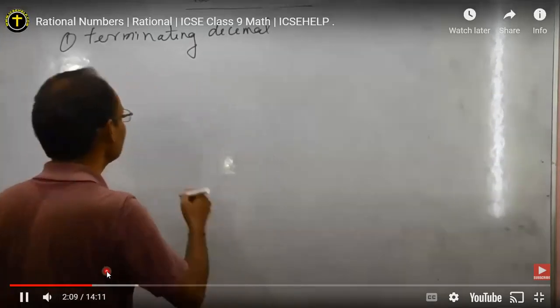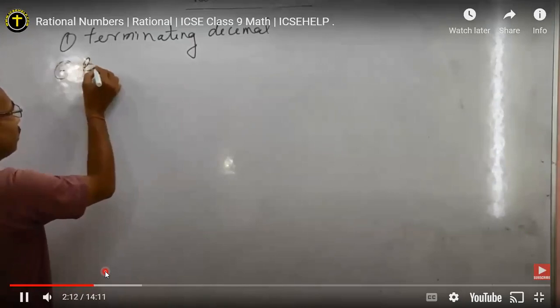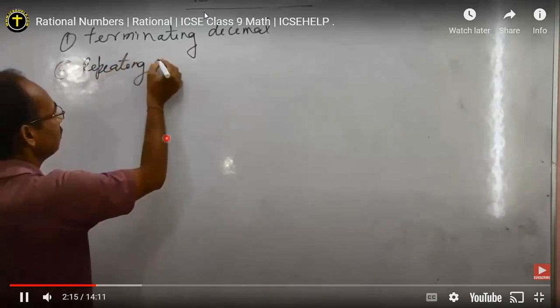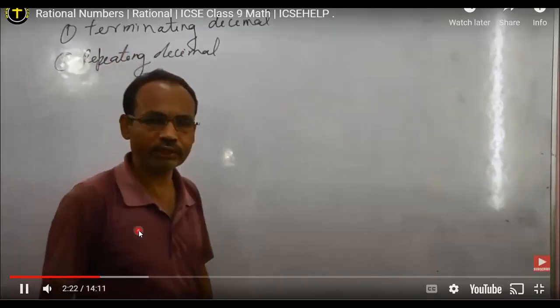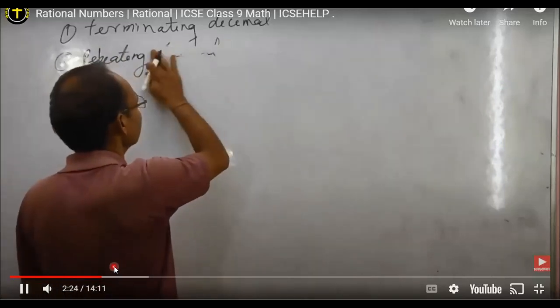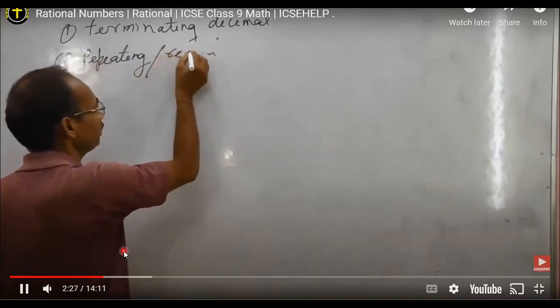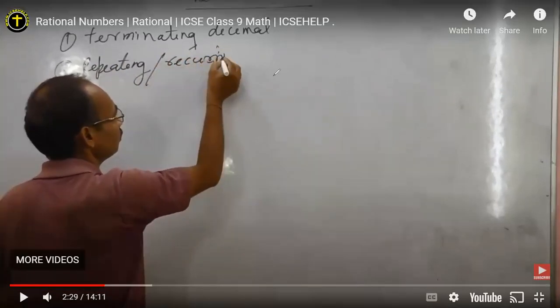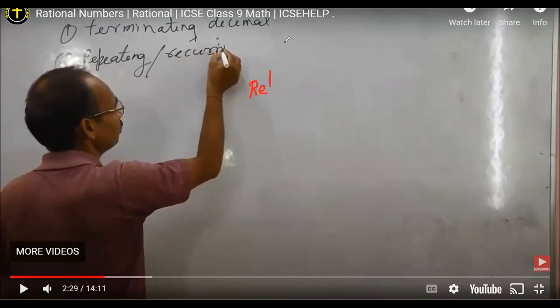Second point is repeating decimal. Repeating decimal is also known as recurring decimal. Repeating or recurring decimal. Please note it down.